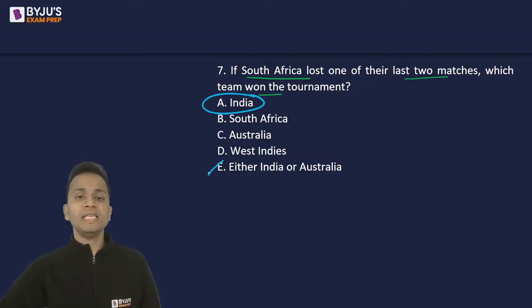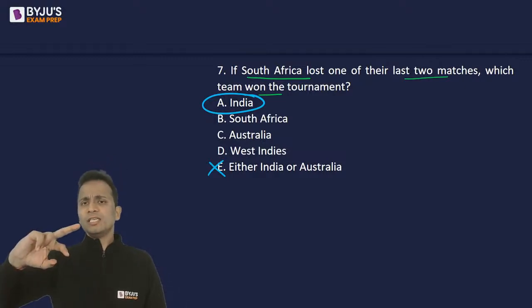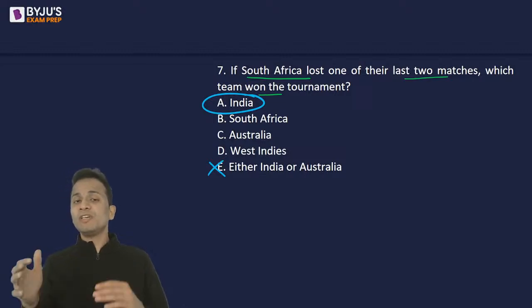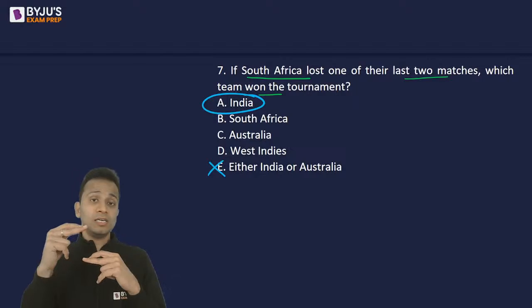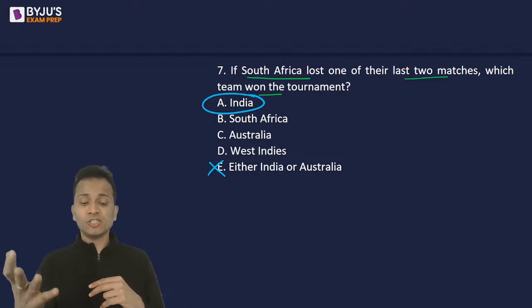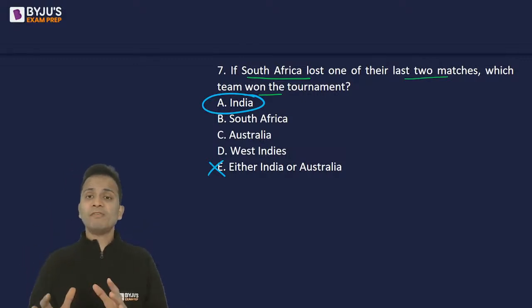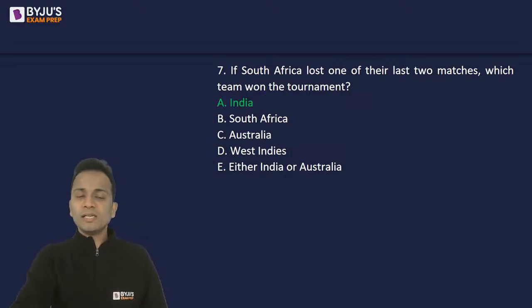It will not be either India or Australia. Okay, Aditya, it will not be either India or Australia. It will definitely be India because they are at equal points. India is still left with one match. Even if India will lose that match, then in the head-to-head between India and Australia, India has already won that match. So according to the rules of this, India will definitely win the tournament. Am I clear to all of you? Okay, so answer is option A.